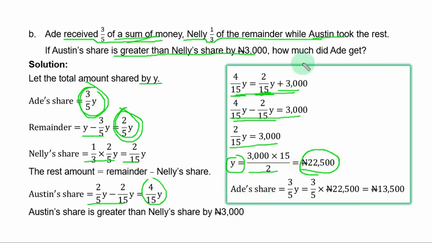22,500 naira. You are asked to get Ade's share. Ade's share is 3 over 5 of the whole money. That is 3 over 5 times 22,500 naira. That simplifies to 13,500 naira.